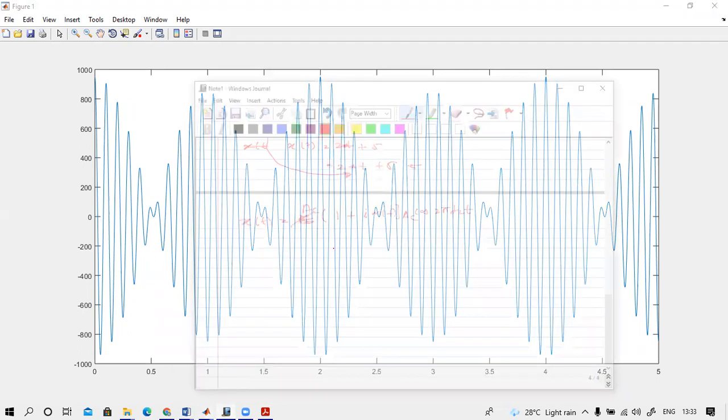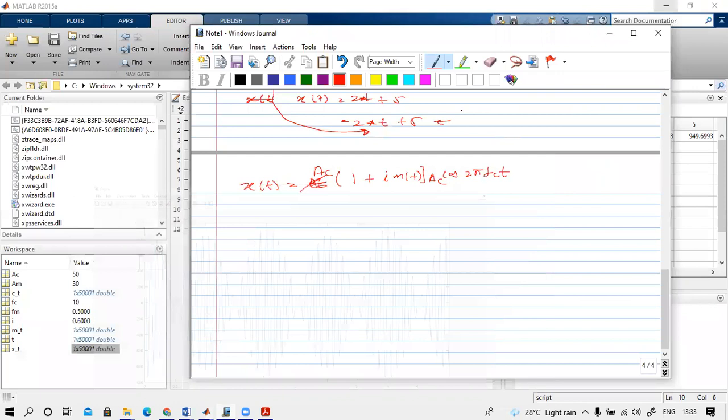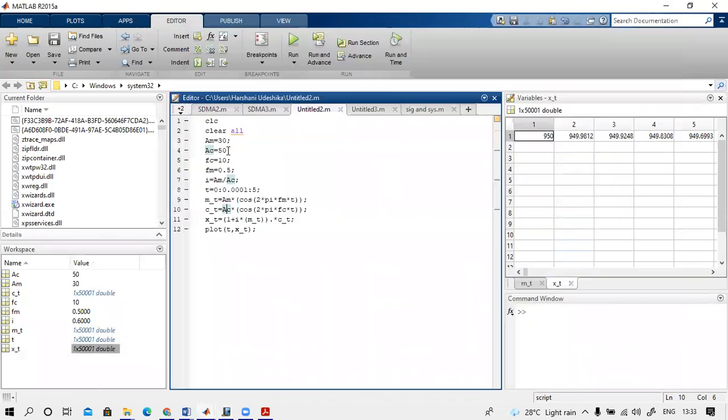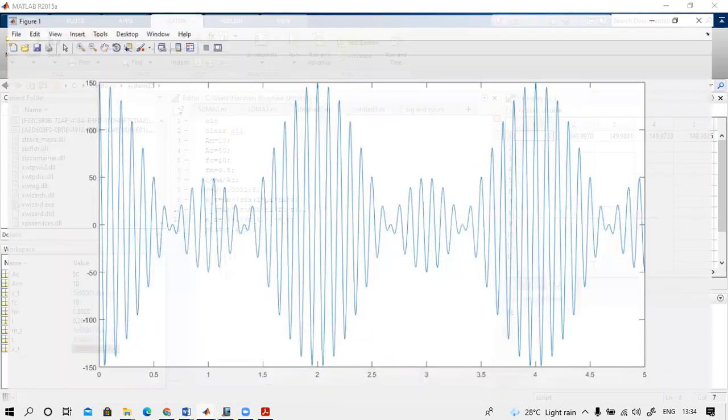I will correct it. If I give the correct values here, Am is 10 and Ac is 50. And I put the frequencies in kilohertz: fc is 10 kilohertz and fm is 0.5 kilohertz. So I put it as 10 and 0.5. So this kind of signal we get.